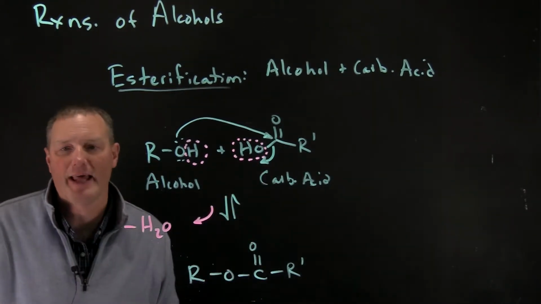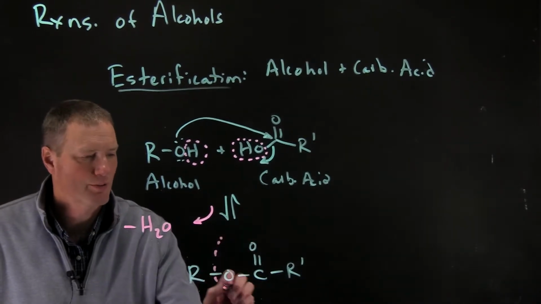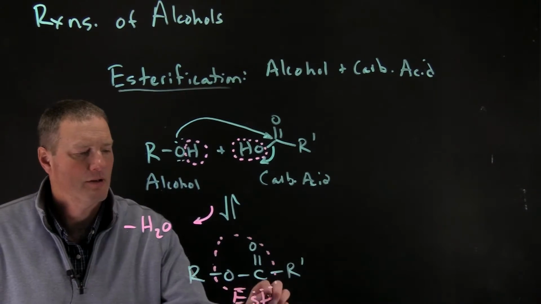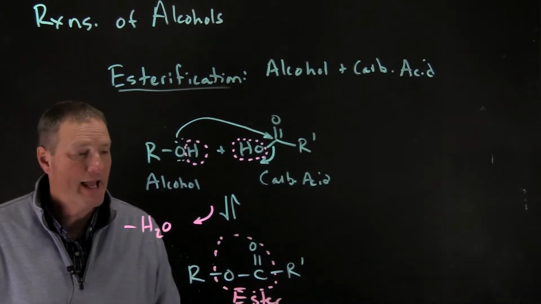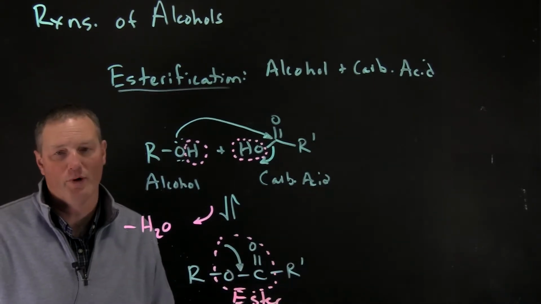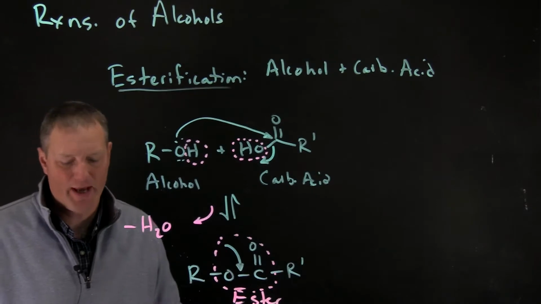It's the coupling of an alcohol and a carboxylic acid to give us now this new functional group called an ester. And the ester bond is actually this new bond that's been formed right there between what was the carbonyl carbon and the oxygen of the alcohol.